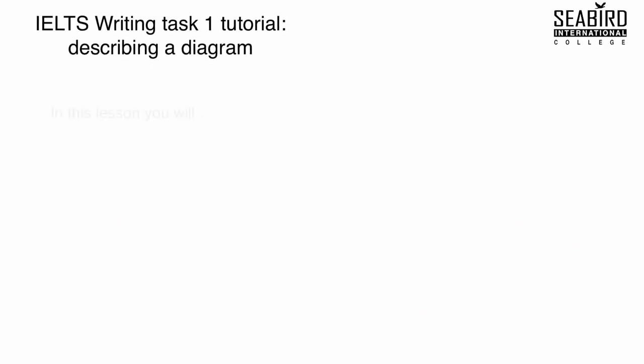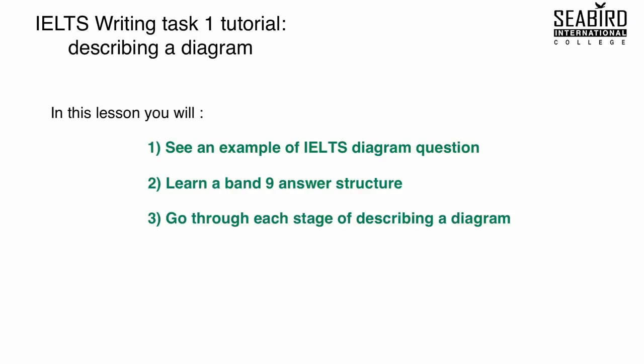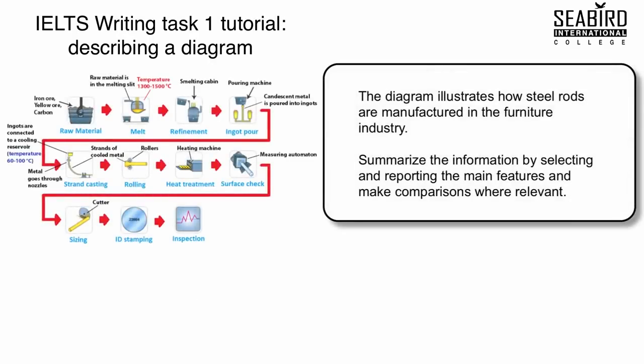In this lesson, we're going to see an example of a diagram question, learn a Band 9 answer structure, go through each stage of describing a diagram together, then learn useful vocabulary and produce a Band 9 answer. And here's how a writing Task 1 question with a diagram may look. You've got a question card that gives you some basic information about your diagram, and you've got the diagram, which you should describe in your own words.